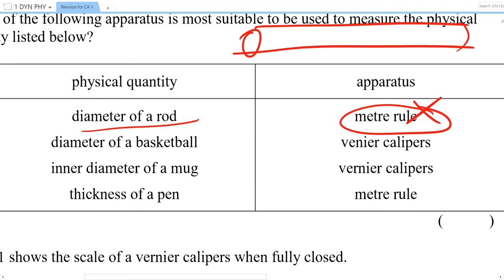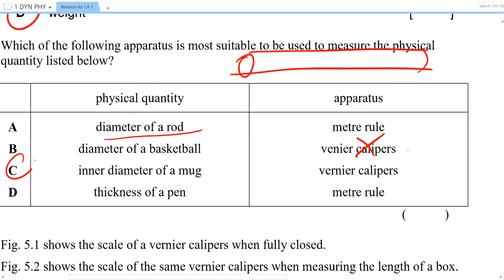Diameter of a basketball. Now vernier calipers, they have jaws. They got mouth, they can open and close, right? So it is useful for us to measure the diameter of a beaker, for example. But basketball is so big, vernier caliper so small. So it's not a good idea as well. Inner diameter of a mug. The vernier calipers has jaws. It can be used to measure external diameter. It can be used to measure inner diameters as well. Okay, so this is the answer. C. And obviously you can't use a ruler to measure the thickness of a pen.